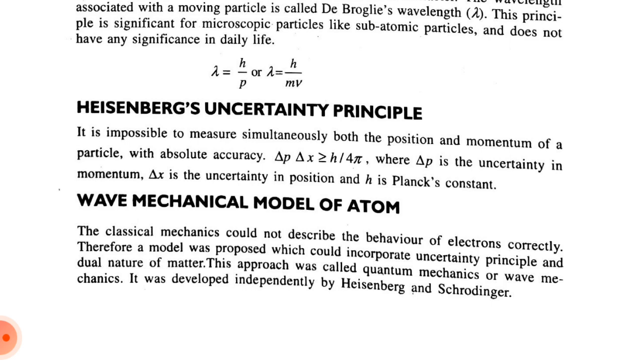Wave mechanical model of atoms. Classical mechanics could not describe the behavior of electrons correctly. Therefore, a model was proposed which could incorporate the uncertainty principle and dual nature of matter. This approach was called quantum mechanics or wave mechanics. It was developed independently by Heisenberg and Schrödinger.